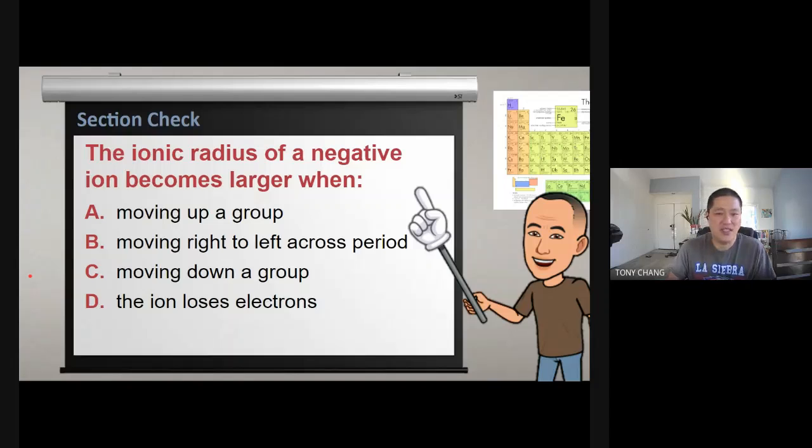The ionic radius of a negative ion becomes larger. Okay, ionic radius, in other words, the size. The ionic radius of a negative ion becomes larger when? Moving up the group, moving right across the period, moving down a group, or the ion loses electrons. So think about that one. Think about your little brother losing a toy. What's he going to do with the rest of the toys?